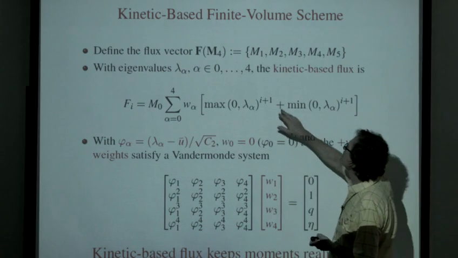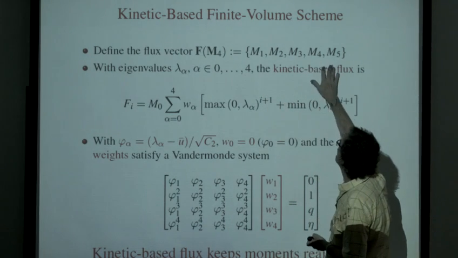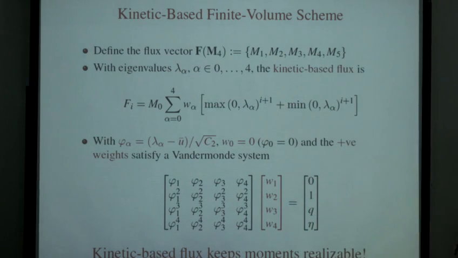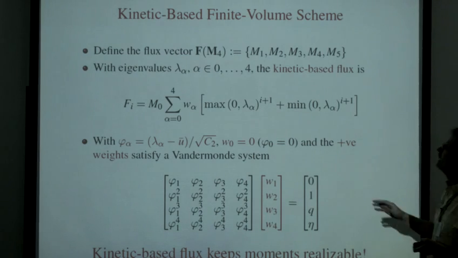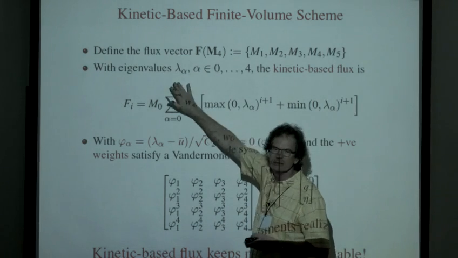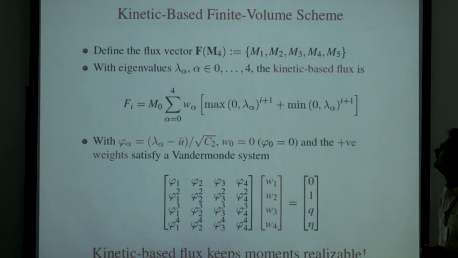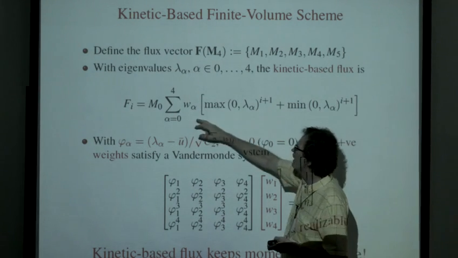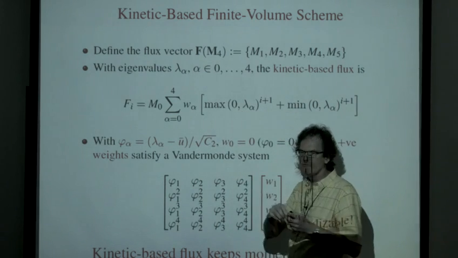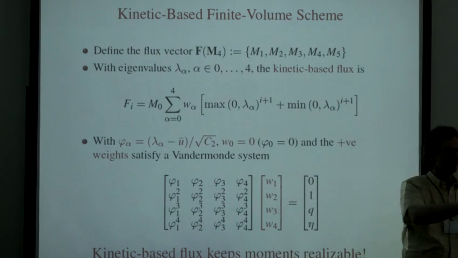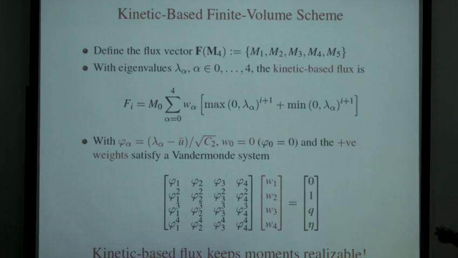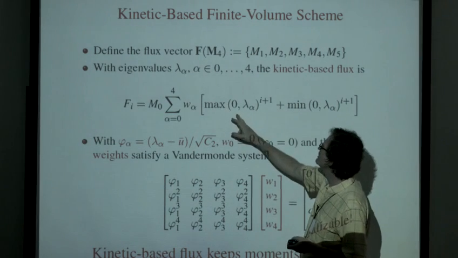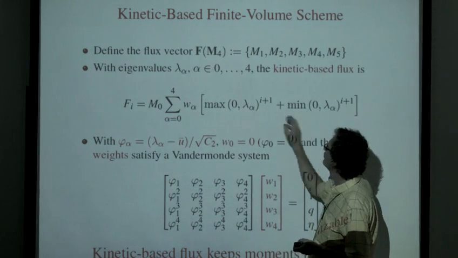So we have this flux, M1 through M5. M5 is closed in terms of the lower order moments. We know the eigenvalues because we were able to compute them analytically. So we know what they are. And so we can then define these fluxes in terms of the eigenvalues. The eigenvalues are the speed with which information is being propagated. So we're going to use those with upwinded methods. The positive eigenvalues, the negative of course, you add them together.